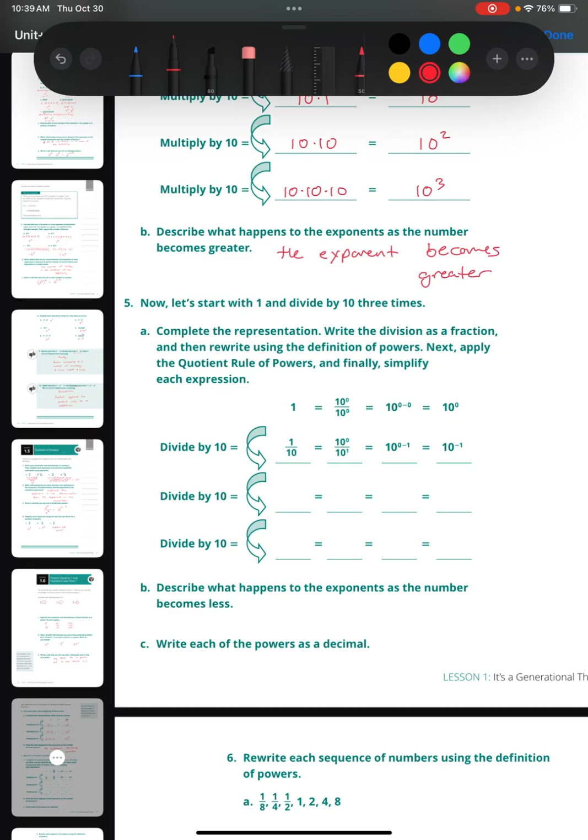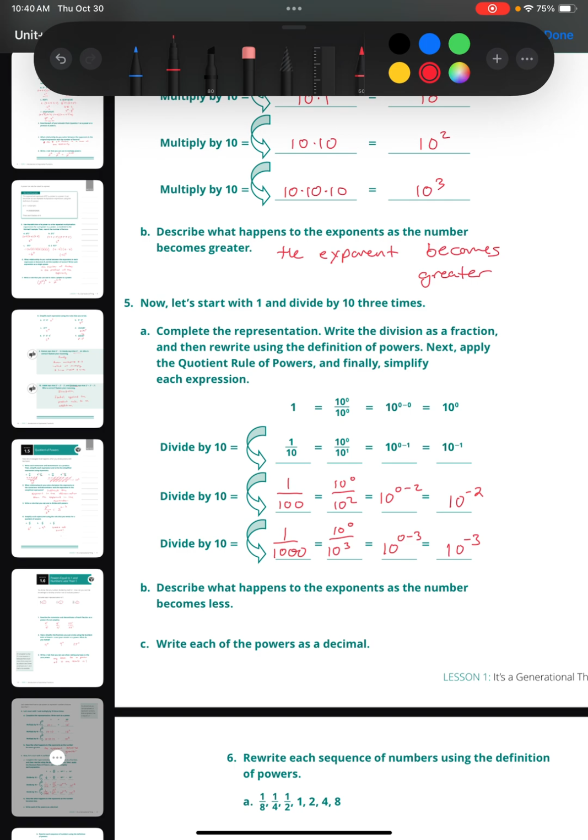Okay, if we divided it by another 10, so 10 times 10 in the denominator is now 100. We could think of that as 10 to the 0 over 10 to the 2, which would turn into 10 to the 0 minus 2. In other words, 10 to the negative 2 power. And then if we divide it by 10 one more time, 10 times 10 times 10, we get 1 over 1,000. And again, we could think of that as 10 to the 0, which is 1, over 10 to the 3. And if we subtract our exponents again, 0 minus 3, we get 10 to the negative 3.